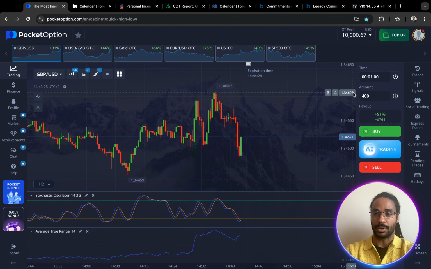So let us see. Currently, we're still below the ranges, okay? So I will increase that to a 15-second time frame. The 15-second time frame shows that we are just slightly below.